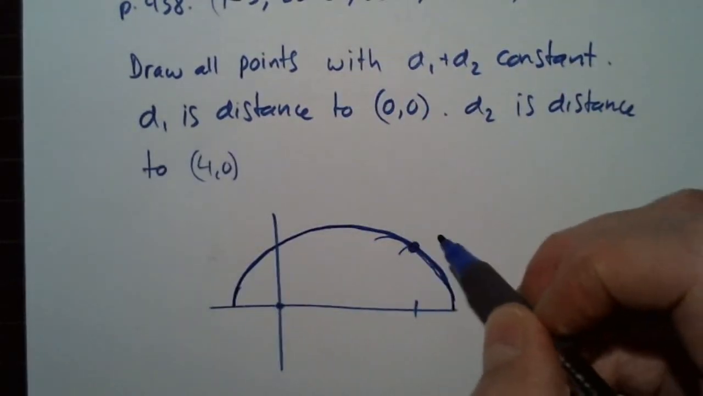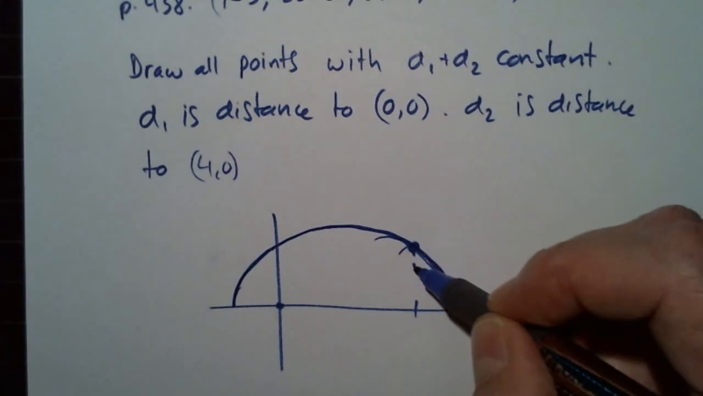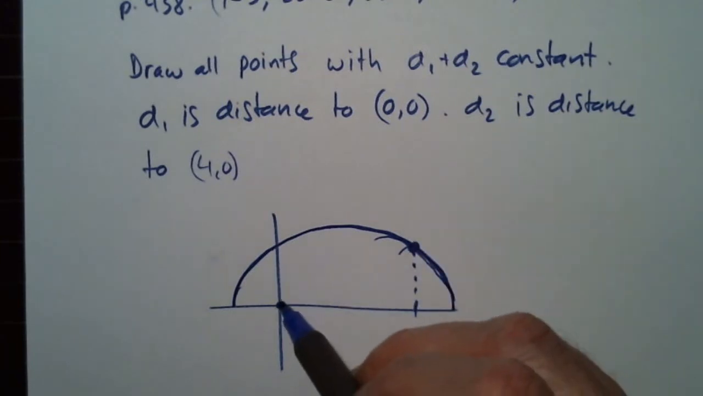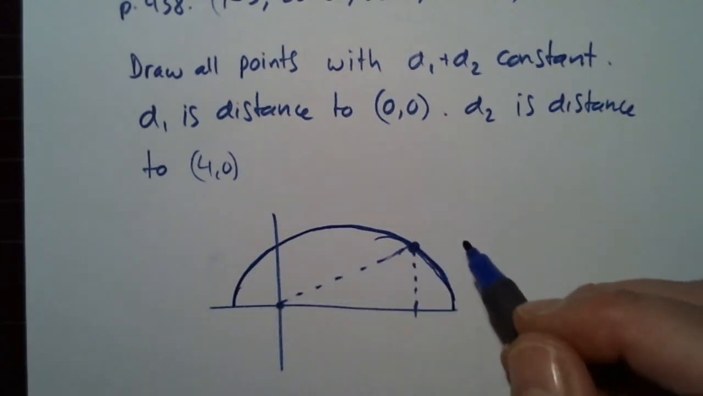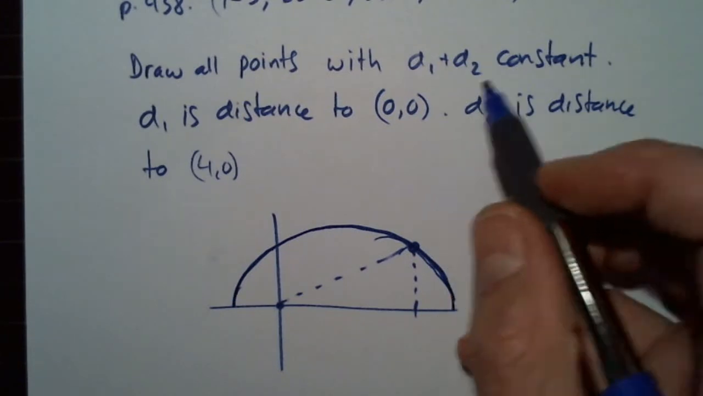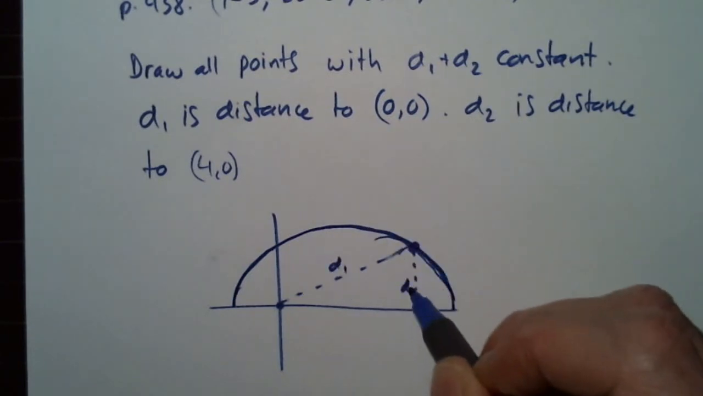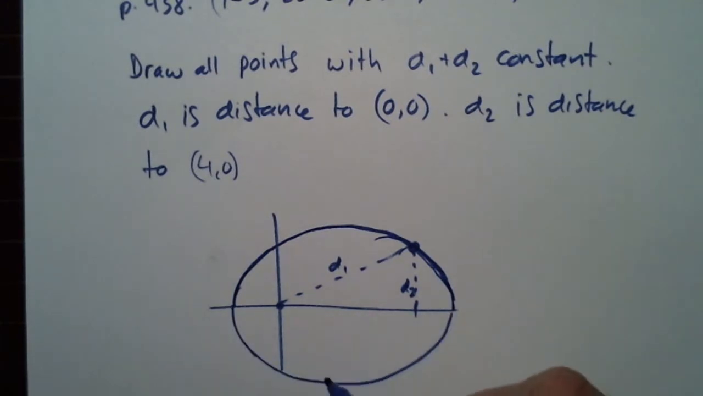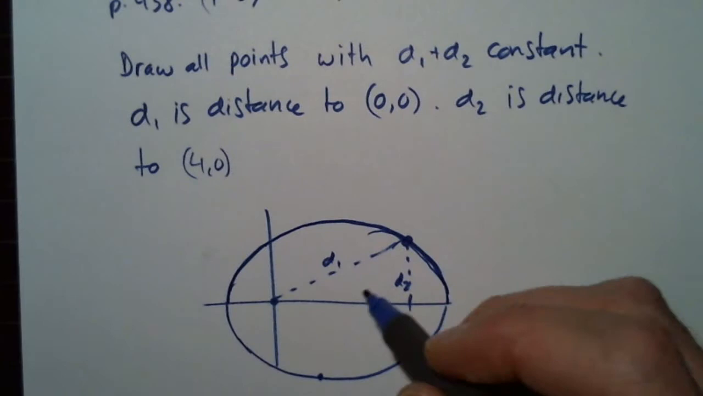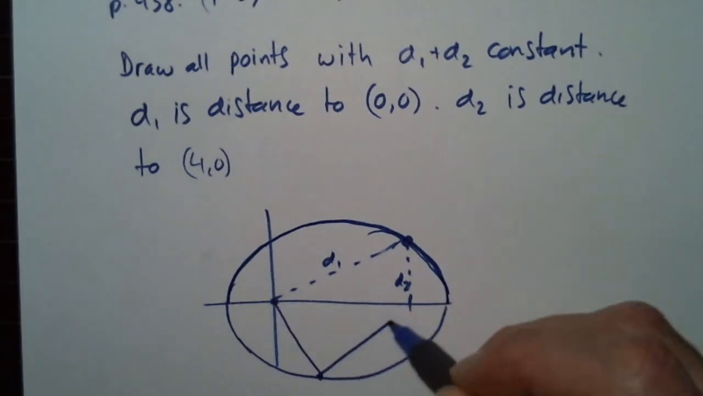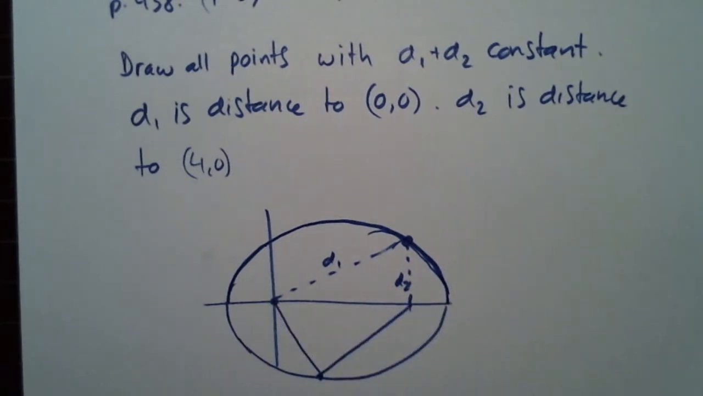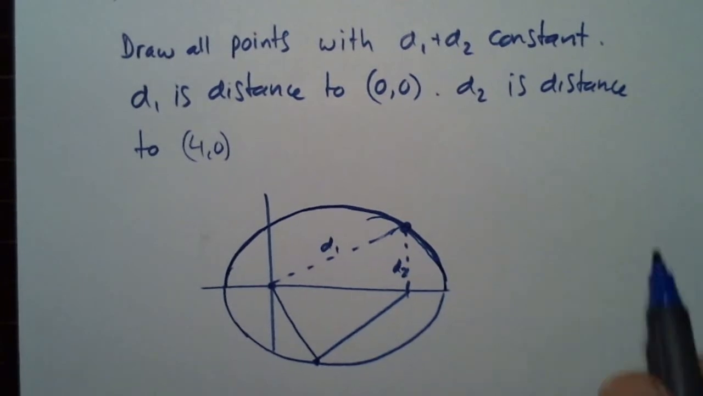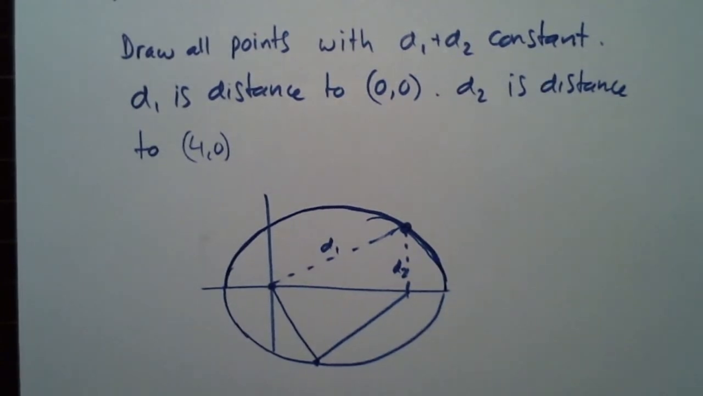So a point on the ellipse has a distance to one focus and a distance to the other focus. We could call this D1 and this D2. If we drew the ellipse and had another point over here, D1 plus D2 is always the same because the length of the string is always the same. That's just a way to draw an ellipse, and there's the definition of an ellipse.